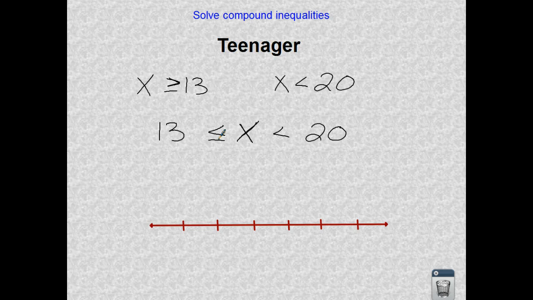So pick a number out of there. Can 13 work? If I just put 13 in here, does it satisfy both inequalities at the same time? Well, of course, yeah. It's equal to 13 and it's also less than 20. How about 15? Would 15 work? Well, 15 is greater than 13 and it's less than 20. So I am officially a teenager.